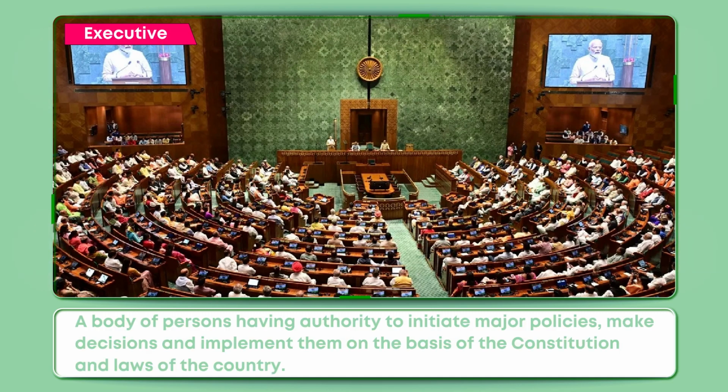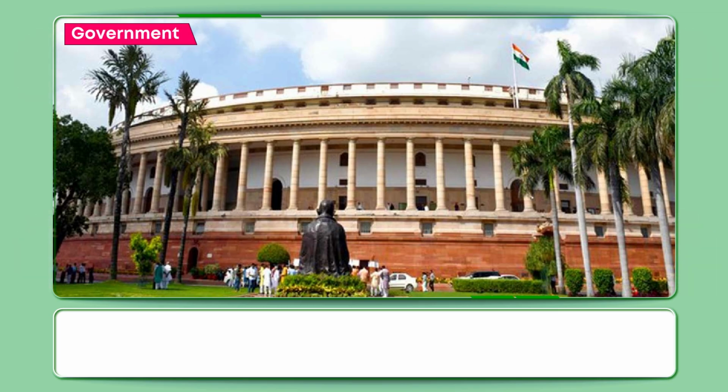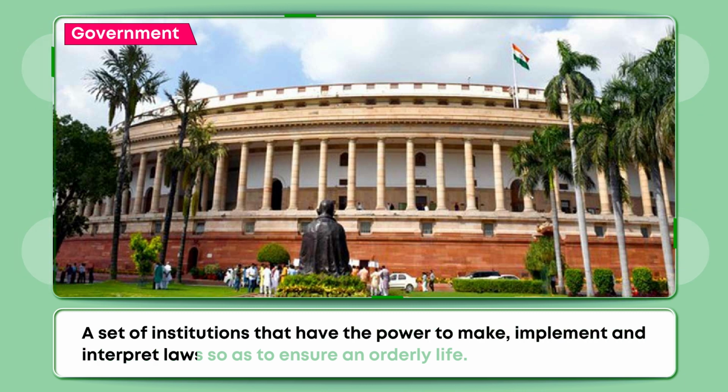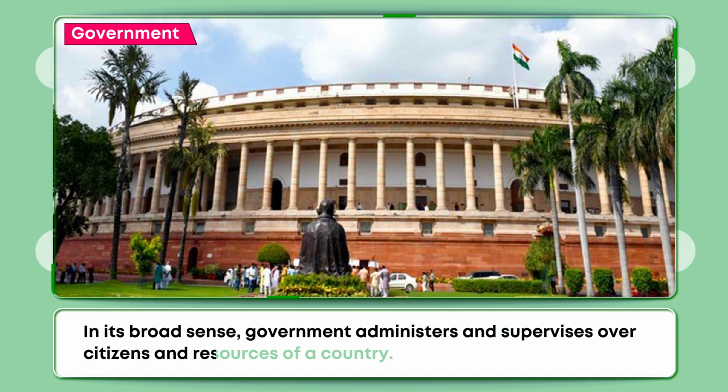Executive: a body of persons having authority to initiate major policies, make decisions, and implement them on the basis of the Constitution and laws of the country. Government: a set of institutions that have the power to make, implement, and interpret laws so as to ensure an orderly life. In its broad sense, government administers and supervises over citizens and resources of a country.